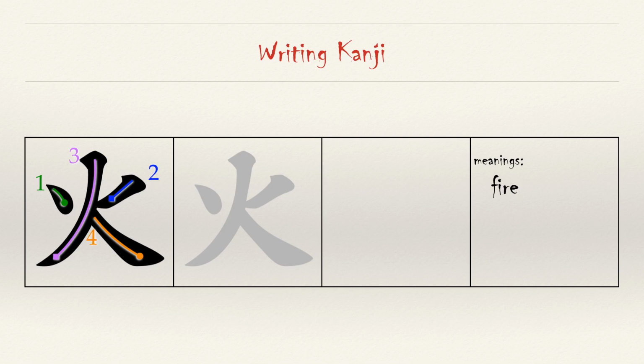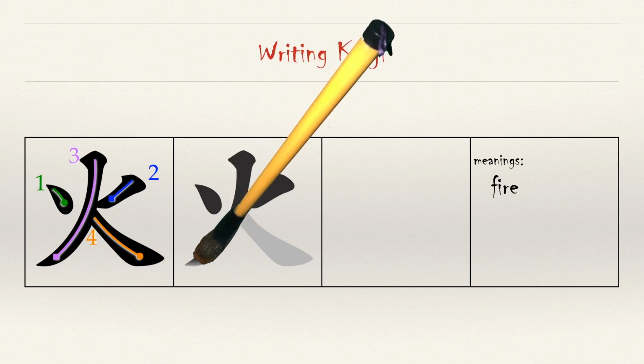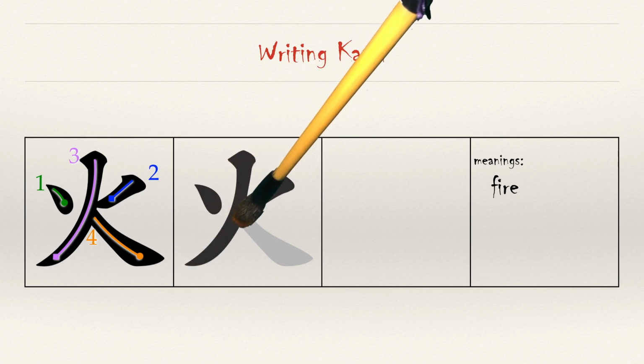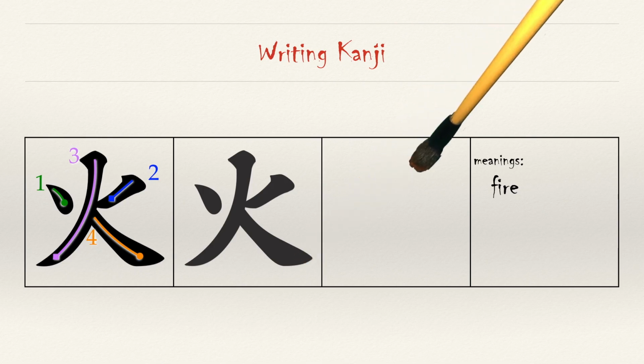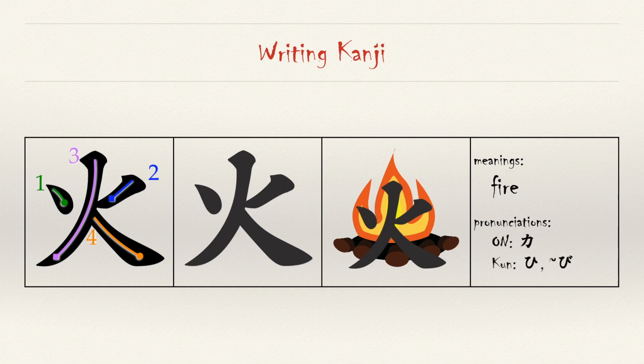All together now! Strokes 1 and 2 are short and slant into the middle. Stroke 3 goes down the center, curving to the left. And finally, stroke 4. This pictograph began as flames of a fire. It's much easier to write today. For this character, the on reading is ka, and the kun reading is hi. When following other characters, the kun reading can become bi.